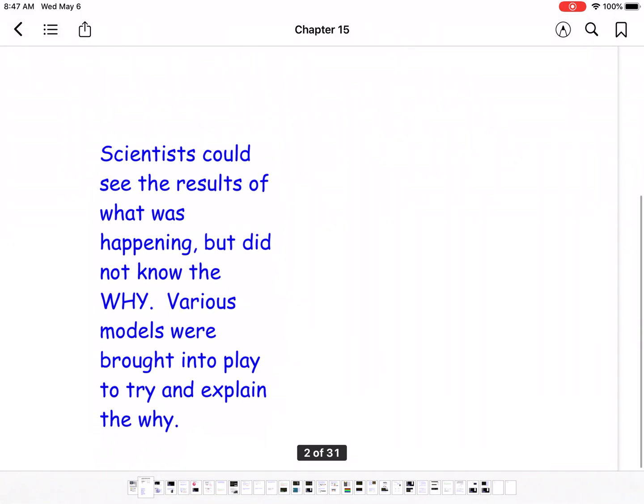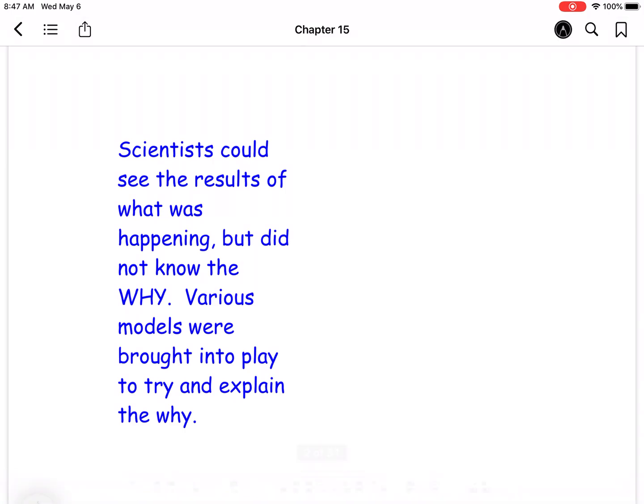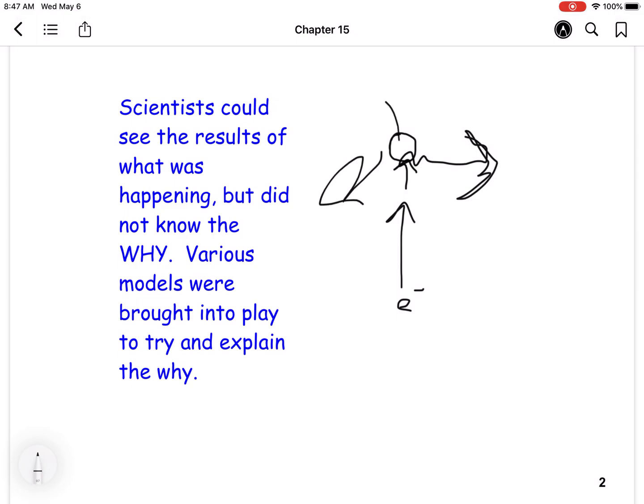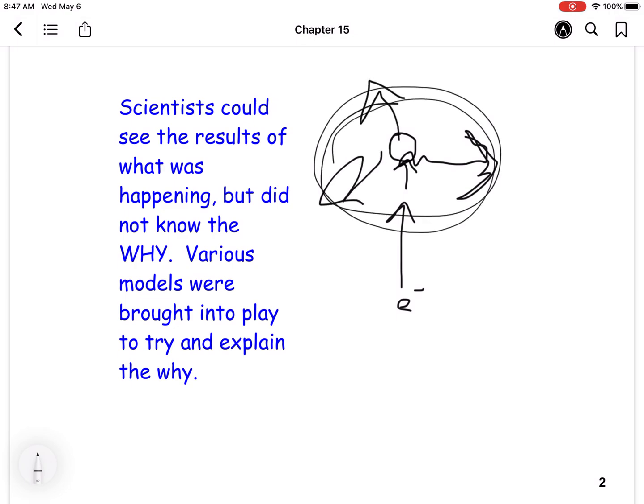There's the issue that we can only see so far. Scientists can see the results happening, but not know why. What they knew is that there is something, and if I shoot an electron at it, it interacts, and then it can go different directions or bounce off or cause something else to happen. So there's something going on there. And so what we had to do is create models.